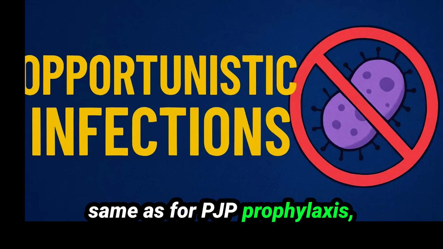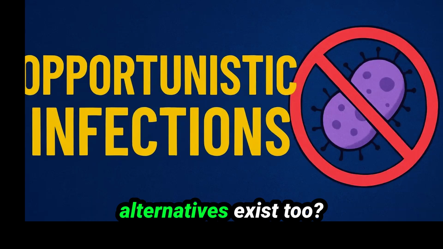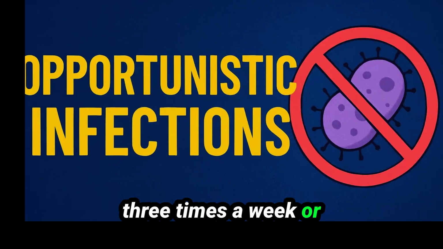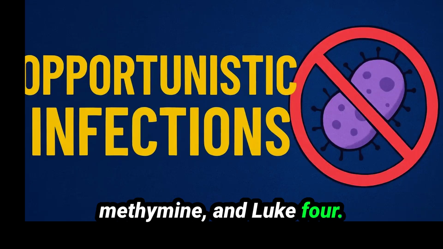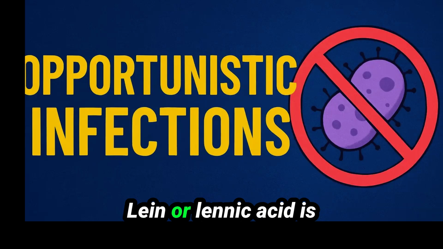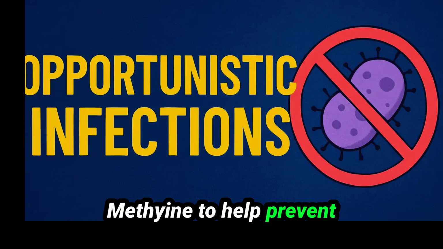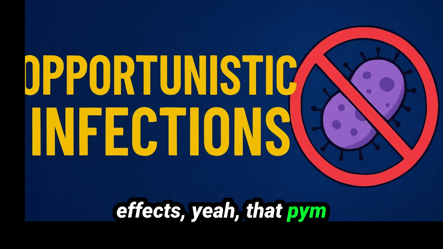Same as for PJP prophylaxis, TMP-SMX, usually the double-strength DS tablet once daily. Alternatives exist too? Yes, like TMP-SMX DS 3 times a week, or single-strength daily, or dapsone, sometimes combined with pyrimethamine and leucovorin weekly. Atovaquone is another option. Oh, leucovorin. That name came up before. Yes, leucovorin, or folinic acid, is often given with pyrimethamine to help prevent the bone marrow toxicity, the hematologic side effects that pyrimethamine can cause.